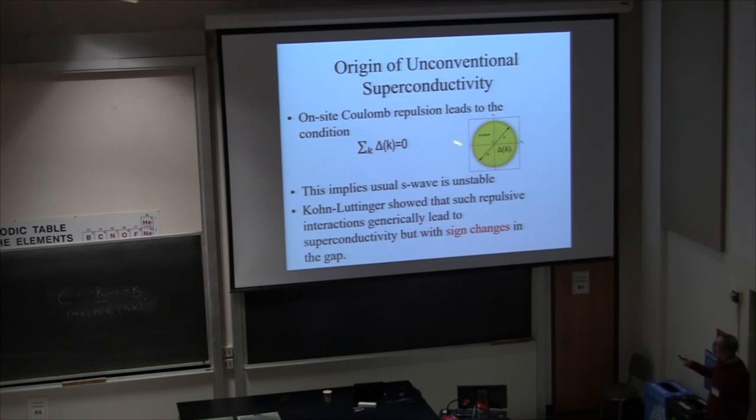Okay, so the usual S-wave state is unstable, but then there's a famous paper by Kohn and Luttinger from ages ago, who showed that even if we have such a repulsive interaction, you can give rise to superconductivity, and in fact you can derive some BCS-like interaction that's attractive. But the only condition that comes from this is that the superconductivity has to have sign changes in the gap. If it has sign changes in the gap, you can see how this condition is satisfied. We can have positive regions for this gap and then negative regions for this gap, so the total sum is zero. So Kohn and Luttinger showed that there is still a generic instability to superconductivity even when we have these repulsive interactions. I won't go into the details of that, but that's important for understanding these materials. So the key new result from that is that, in principle, the superconducting wave function has to have these sign changes.